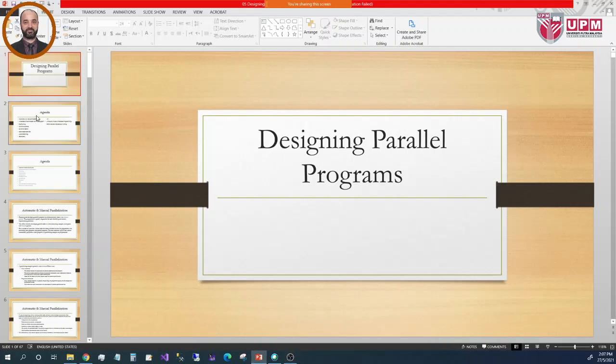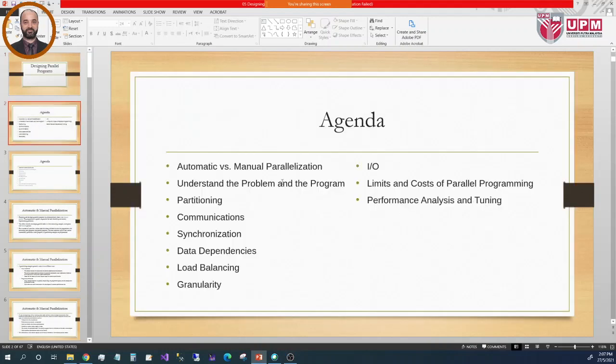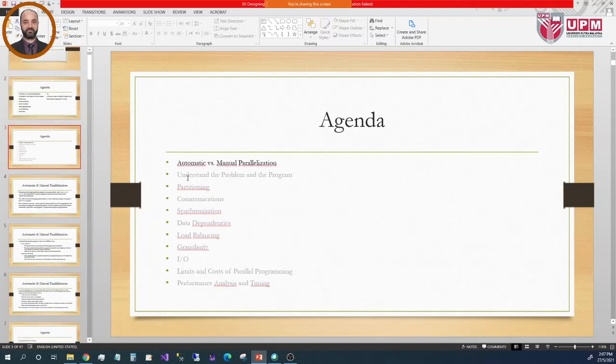And for today, inshallah, we are going to start with designing parallel programs. Actually, we have about 10 subtopics in our agenda to cover. So 1, 2, 3, 4, 5, 6, 7, 8, 9, 10, 11 topics. We cannot cover them all in this class, but hopefully by the end of next week, all of them will be covered, inshallah. Today we will try to cover the first 3 or 4 topics, inshallah, and let us start with automatic versus manual parallelization.